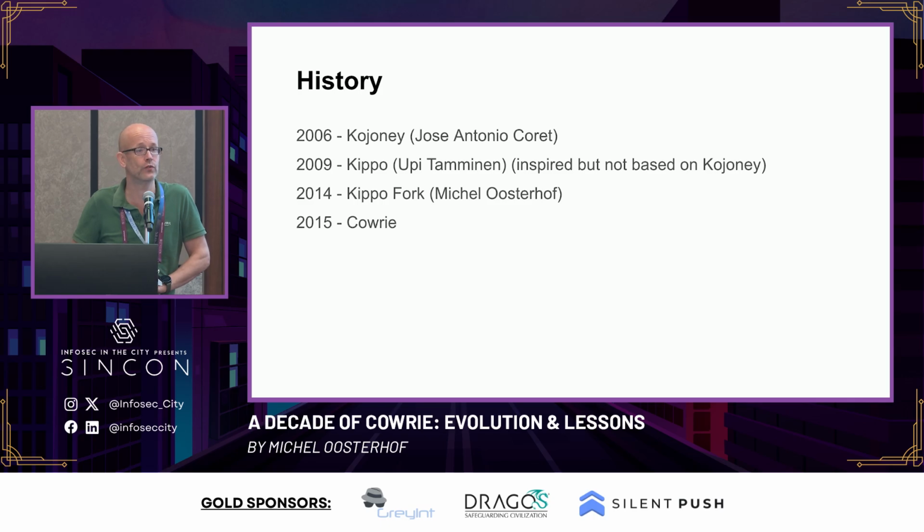This is good best practice as well. You can take any open source software and fork it, but I think it's always good to get a blessing from people. Upi isn't actively working on Kippo anymore. It's been neglected a little bit, but that's okay because he has other priorities. So that's the history of Cowrie.